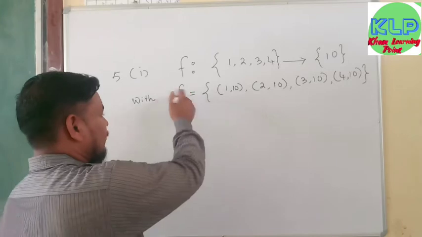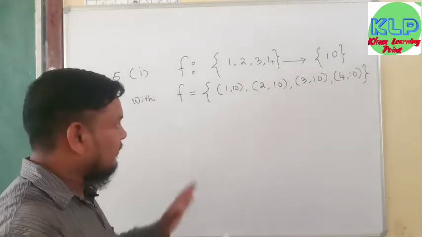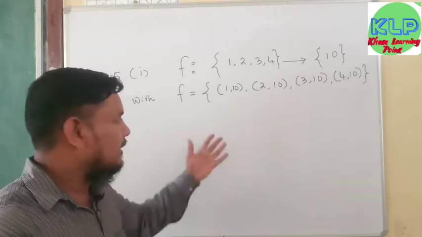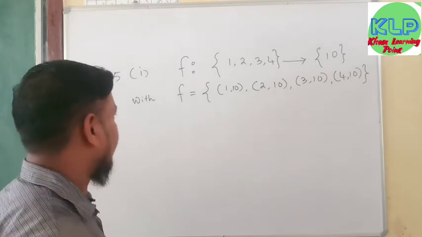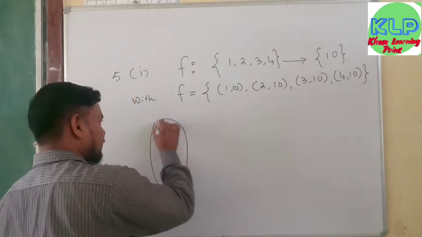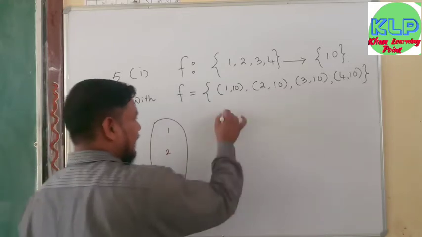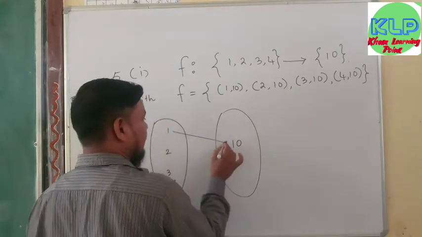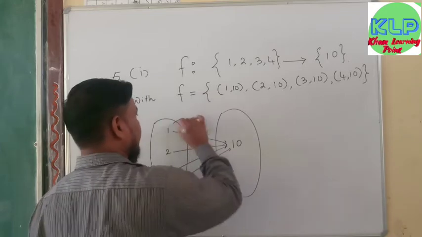So now we will see whether the function f is a bijective function or not. If the function is bijective, that is, if the function is both 1-1 and onto, then the function f is invertible, otherwise it is not invertible. Okay, let us see with the help of the diagram. Here 1, 2, 3, 4 and this set consists of the element only 10. Image of 1 is 10, image of 2 is 10, image of 3 is 10, image of 4 is 10. This is the function f.